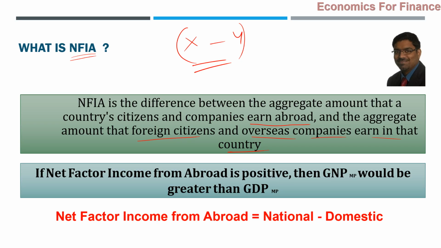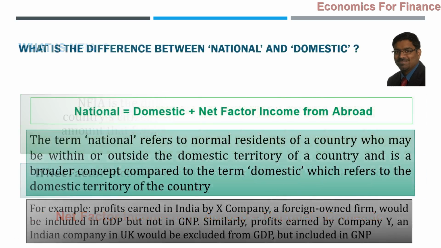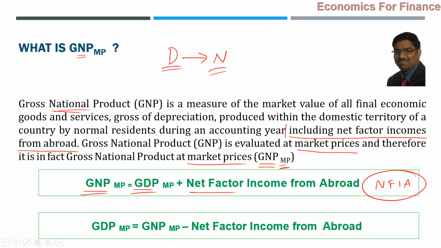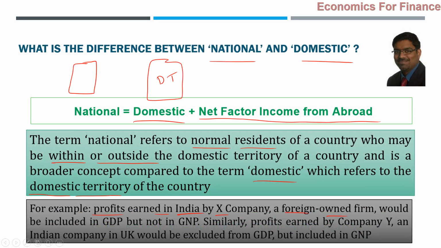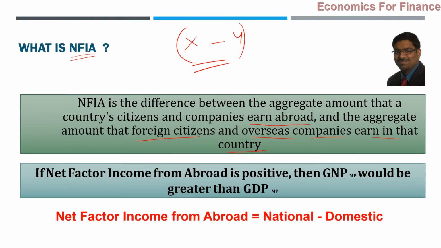So NFIA is the difference between national and domestic. In other words, the aggregate amount that a country's citizens and companies earn abroad, minus the aggregate amount that foreign citizens and overseas companies earn in that country. That's called NFIA. If it is positive, then GNP would be more than GDP. If it is negative, then GNP would be less than GDP. That's it. That is the important difference between GDP and GNP, and that is the difference between national and domestic. And that difference is net factor income from abroad.